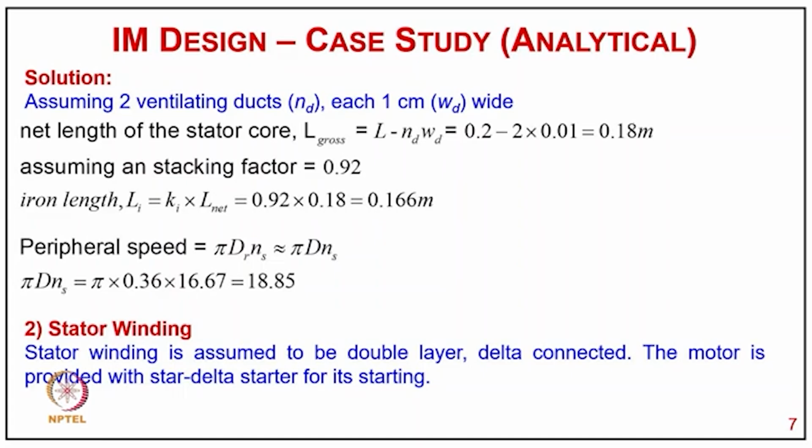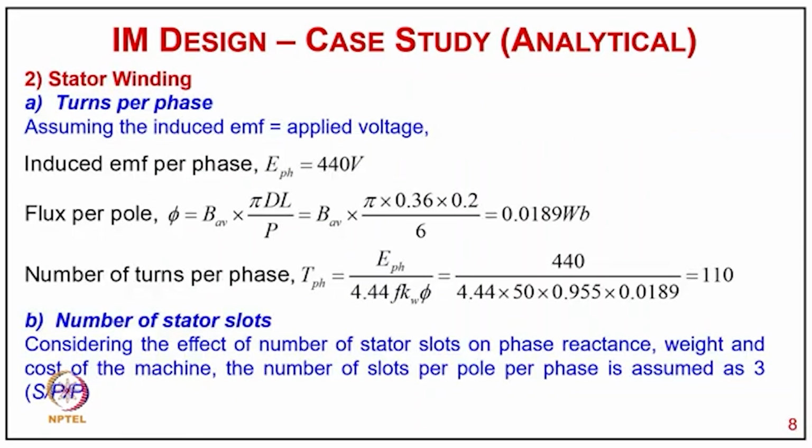Now coming to the design of the stator winding, the stator winding is assumed to be double layer, which I already mentioned, and the motor is delta connected. Why is it delta connected for such a large rating? The motor is normally used with a star delta starter. At starting we keep it in star, and later on we convert it into delta.